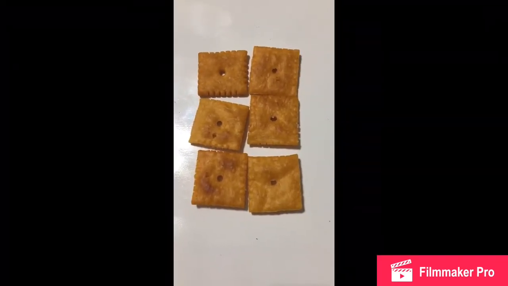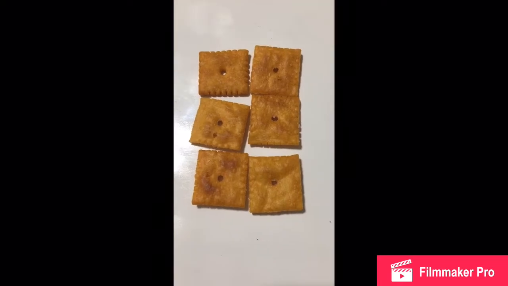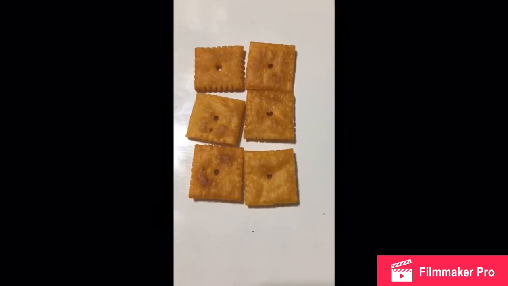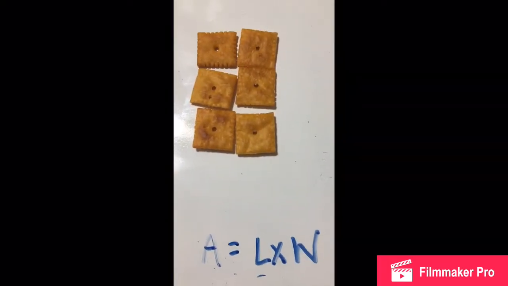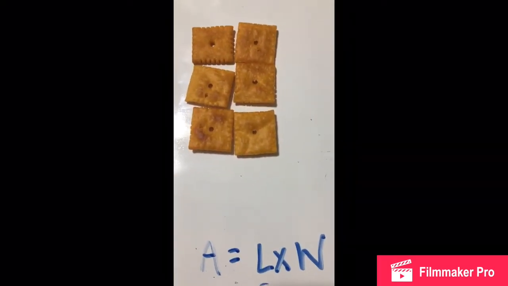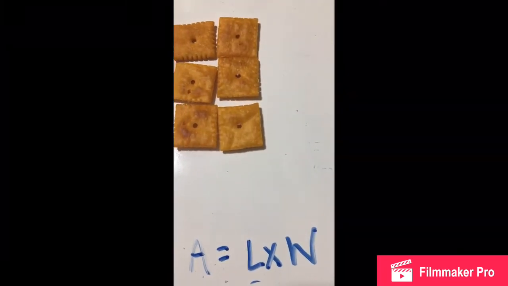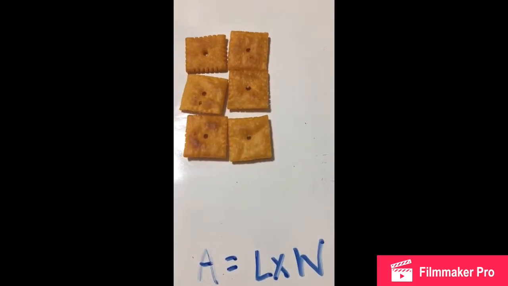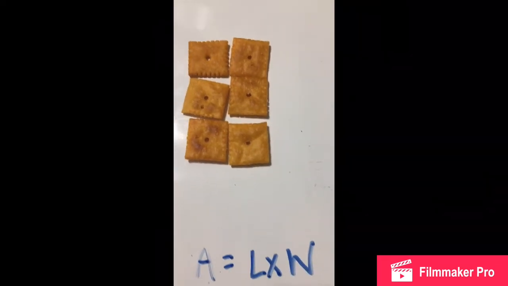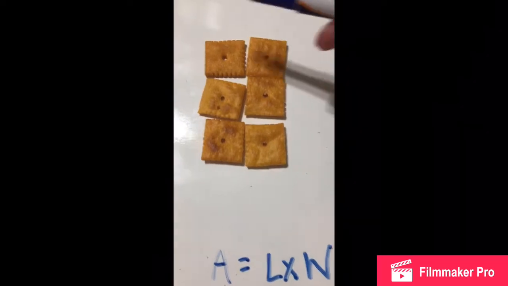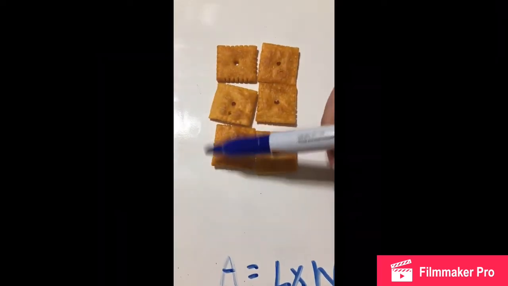Okay, so let's try one more where our array is already set up for us. We just need to find the area. So remember, area equals length times width, and our length is how long an object is, and our width is how wide an object is. So, to use words that we talked about last week, length is how many rows you have. So let's count our rows. 1, 2, 3.